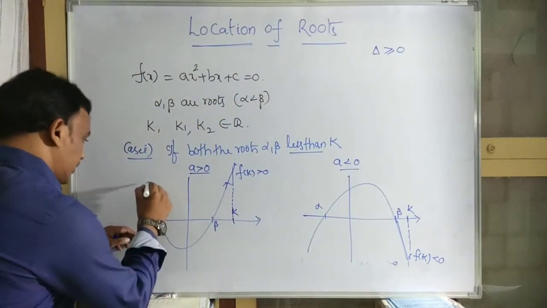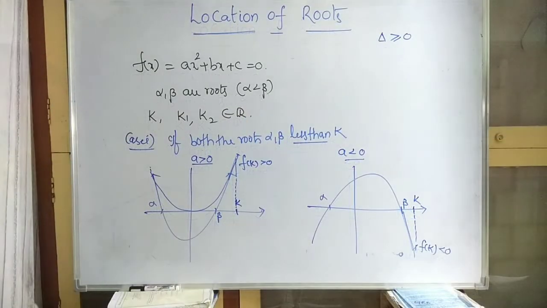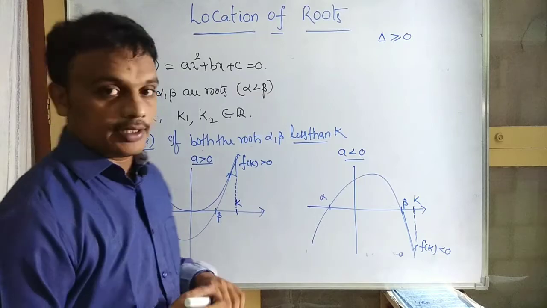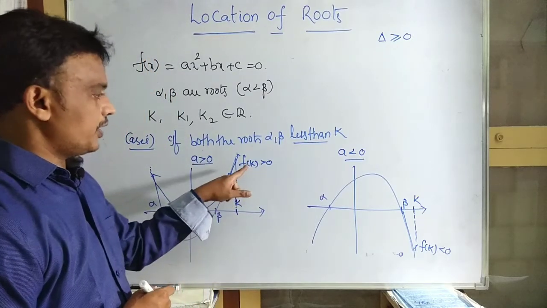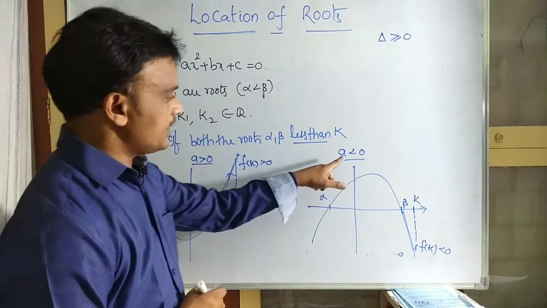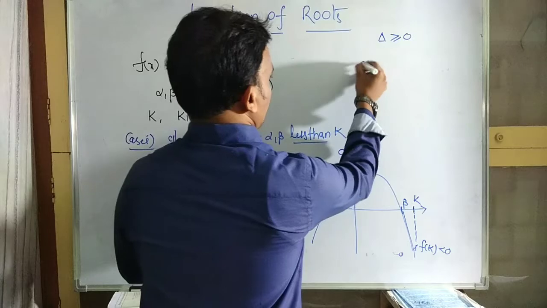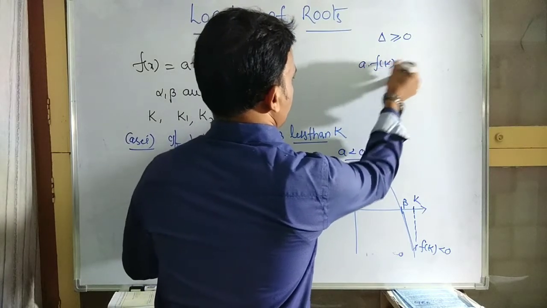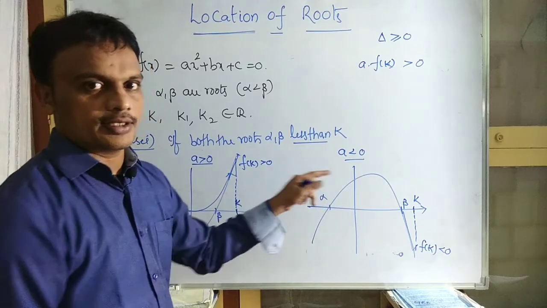I can get the graph like this also. Delta is equal. And the second condition: a is positive, f of k is positive; a is negative, f of k is negative. Can I write this condition? A into f of k is positive in both the cases. Am I right or not?